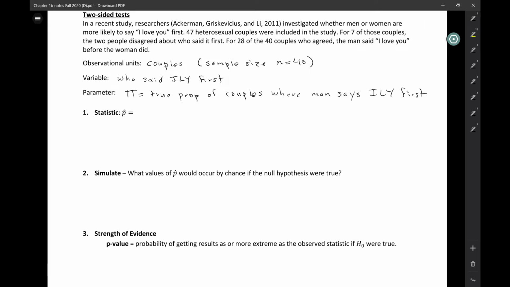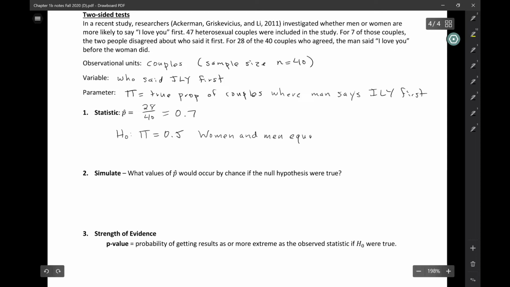We're going to use the 3S strategy here. Starting with the sample proportion, we've got 28 out of 40, and that comes out to be 0.7. So let's state our hypotheses. Our null hypothesis would be that in the long run, it really is balanced, right? That it just ended up a little bit higher in this sample just by chance, but actually women and men are equally likely to say I love you first. That would be our null hypothesis.